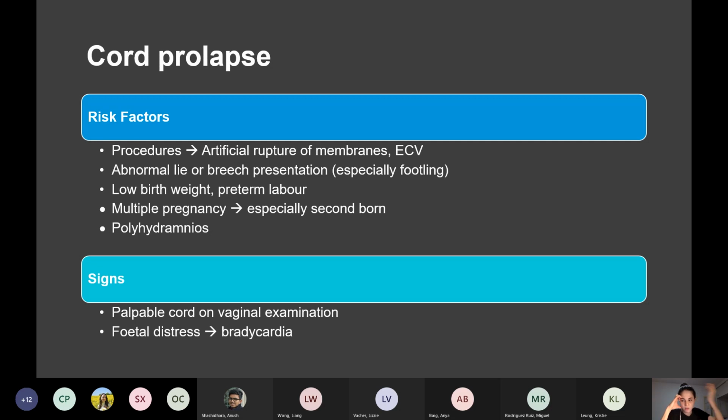So signs, there are no maternal signs. It's not a complication for the mother, it's purely a complication for the baby. So you might palpate the cord on vaginal examination, which is bad, you don't want to touch the cord, and you'll notice fetal distress, you might get bradycardia on the CTG.